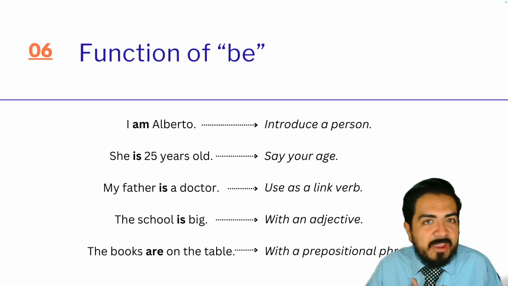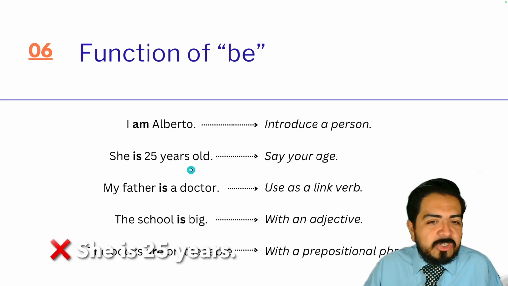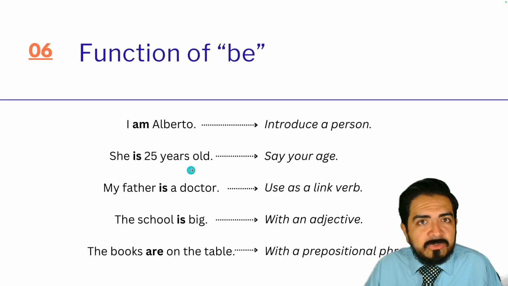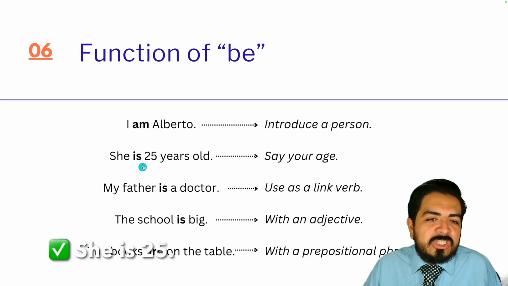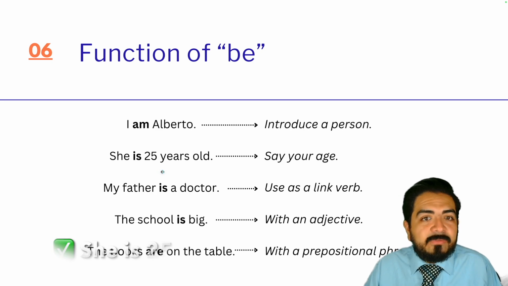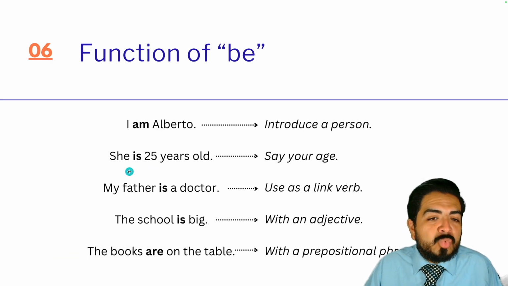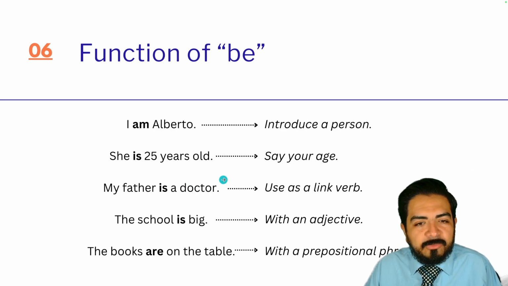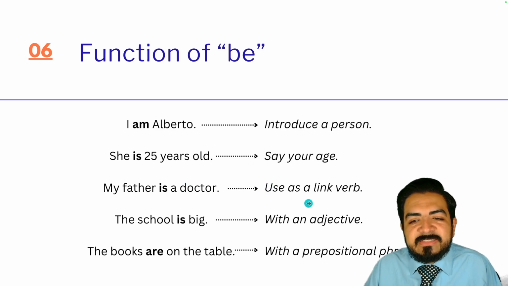Okay? Not I have. Also, if you just say she is 25 years, that's also incorrect. You need to say the word old. If you just say she is 25, that is correct. Okay? But you can say she is 25 or she's 25 years old. Okay? You can also use it as a link verb.